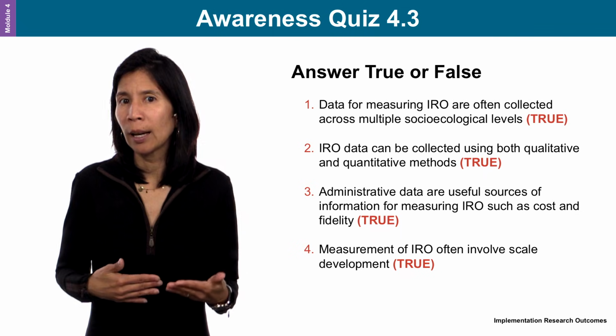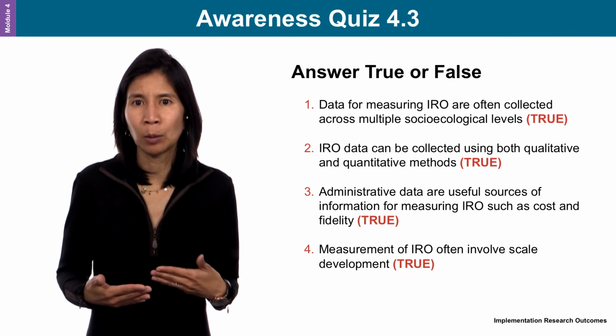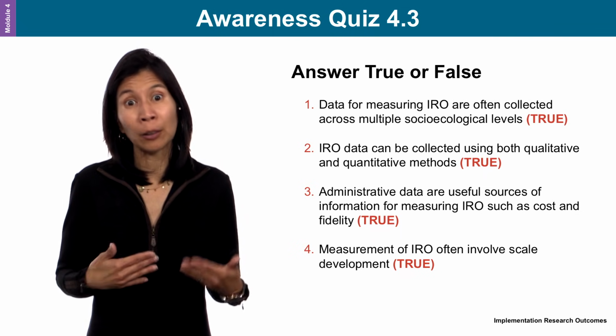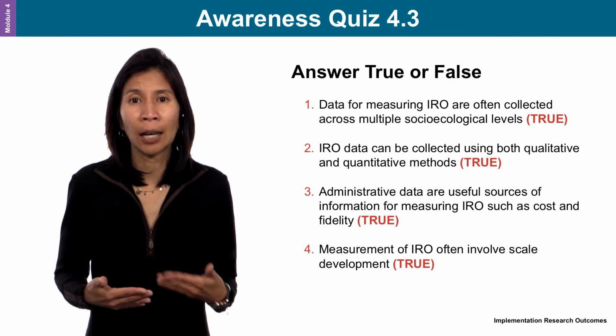For example, you cannot directly observe acceptability, but rather can combine a series of questions that together infer acceptability. This concludes Chapter 3 and our discussion on how to measure implementation research outcomes.